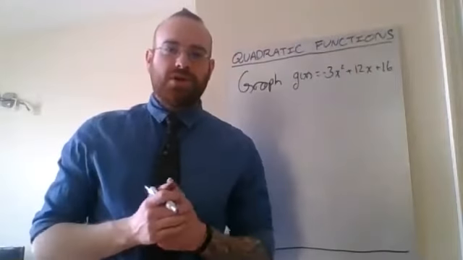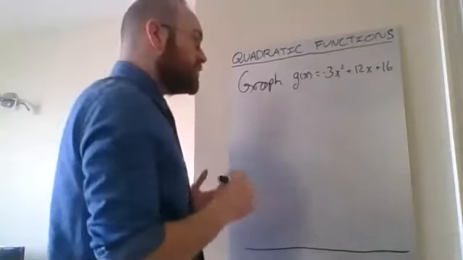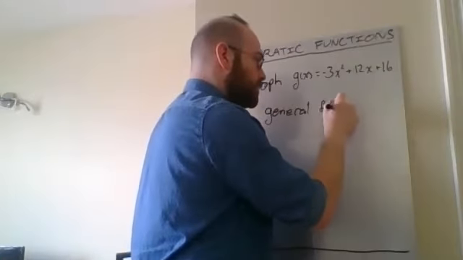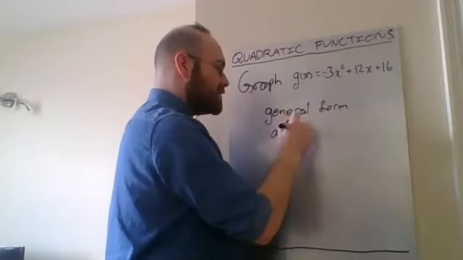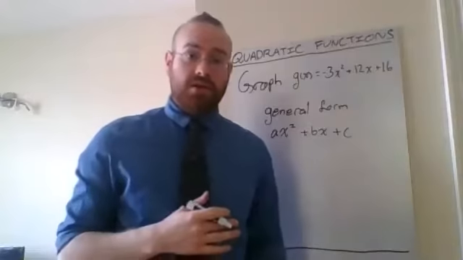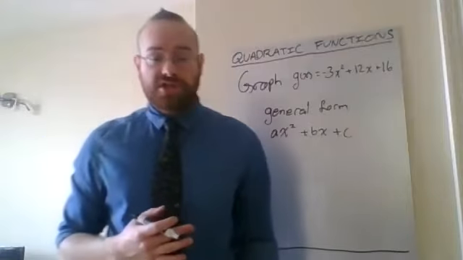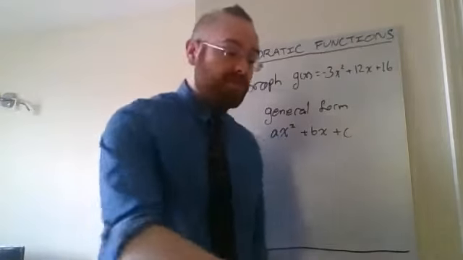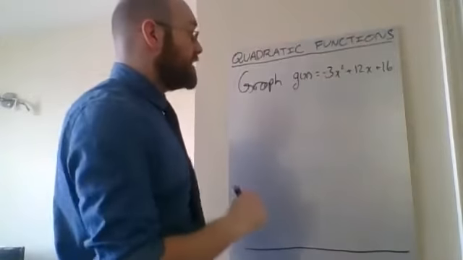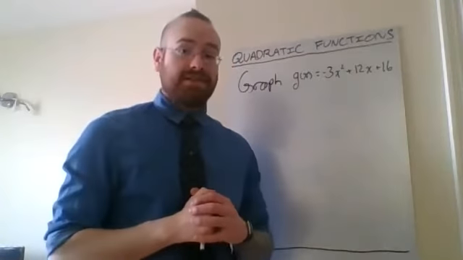Welcome back to Precalculus. We are going to be showing how to graph a quadratic function in general form. Just to put it symbolically, a quadratic function is in general form when it's written as ax squared plus bx plus c. There is a technique called completing the square that can allow us to rewrite a quadratic function in general form in vertex form, but for today, we're just going to learn how to graph in this form. So our function is g of x equals negative 3x squared plus 12x plus 16.